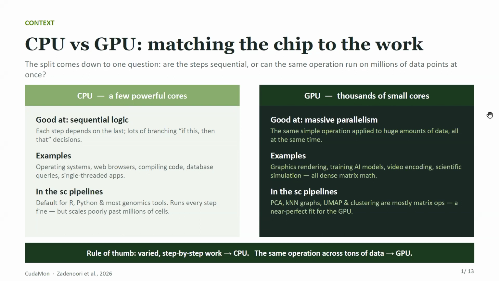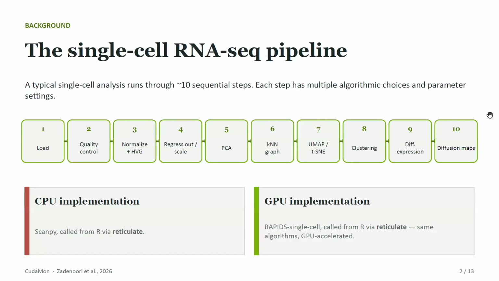These are actually the foundation of PCA, KNN graphs, UMAP clustering, and other steps that are parts of, for example, single cell analysis. We use R for all of the analyses that I will show during this presentation, but the backend for all of the computations based on CPU and GPU is in Python. On the CPU side, we use Scanpy, which is a Python library. And for the GPU computation, we use RAPIDS single cell by NVIDIA, which is an identical version of Scanpy, but utilizing GPU for all the computations.